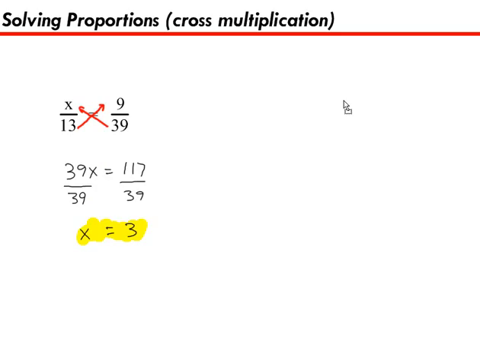How about you try one now on paper? I'll give you a proportion with a missing variable. X over 10 equals 3 over 5. So try some cross multiplication on your own now.